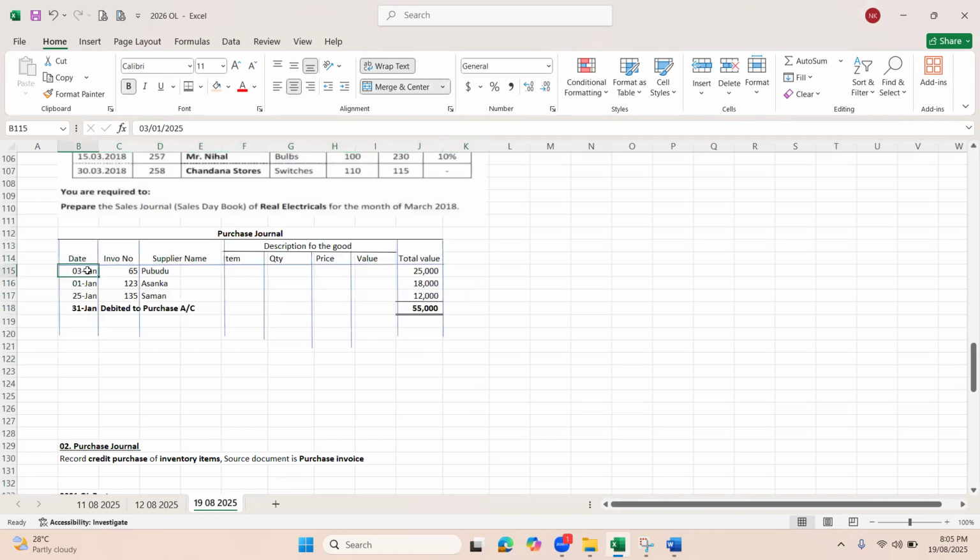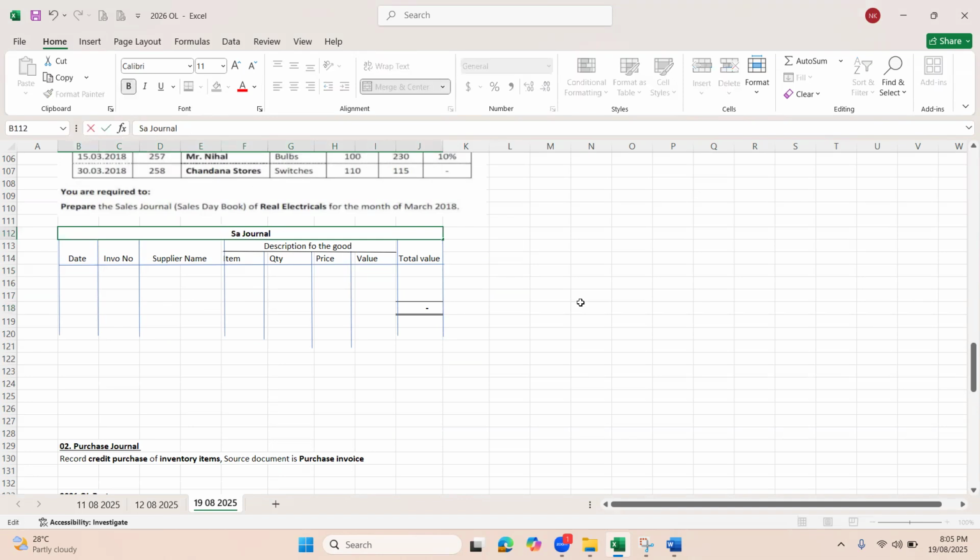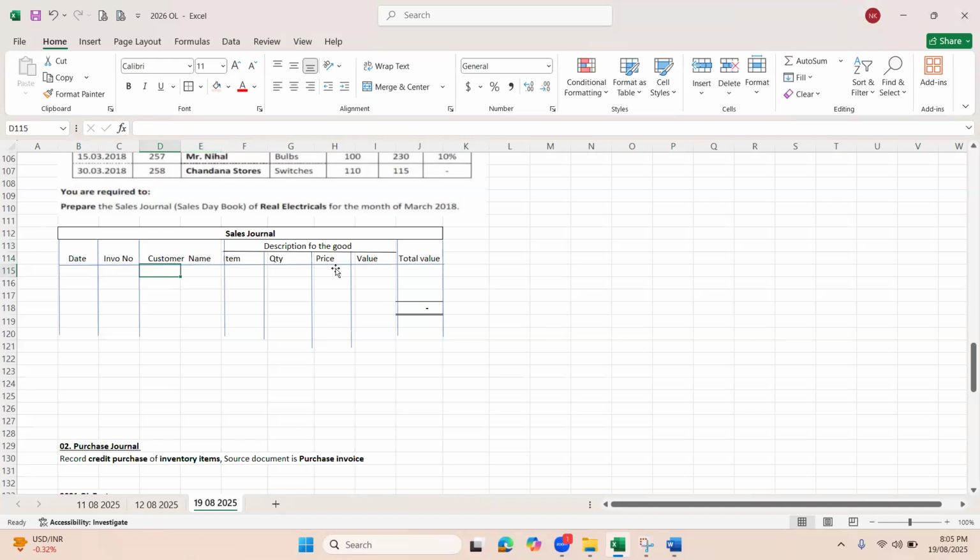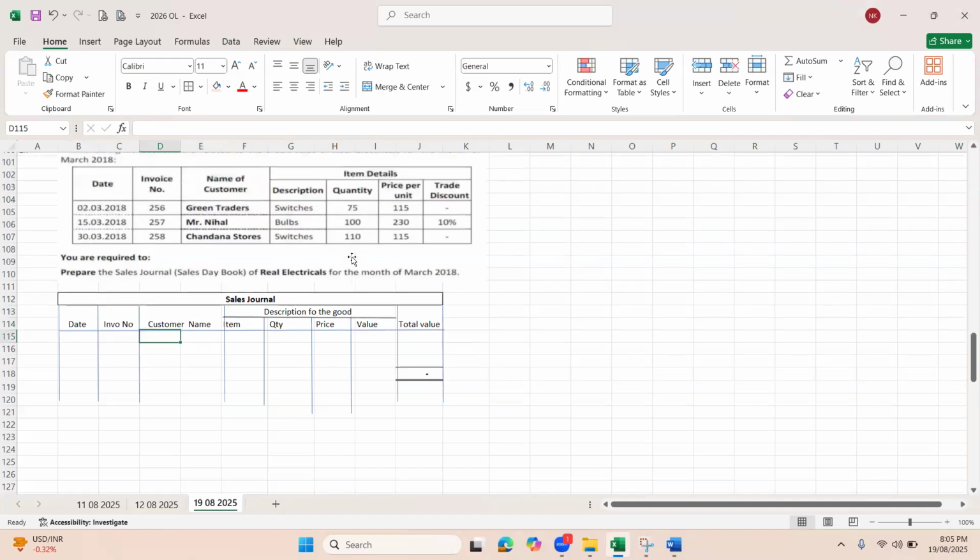I will change the details here. Not the purchase journal, the sales journal. Date is there, invoice number is there, but not the supplier; that will be changed to customer, since we do the sales to our customer. Customer name, the rest is the same: description of the goods, item, quantity, price, value, total value.